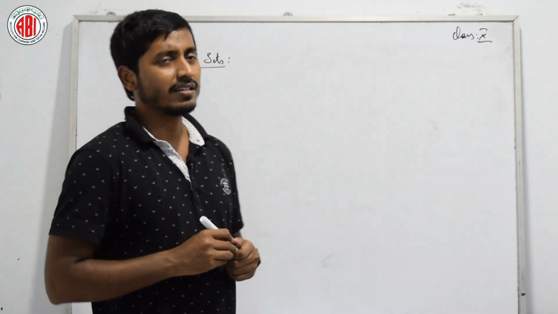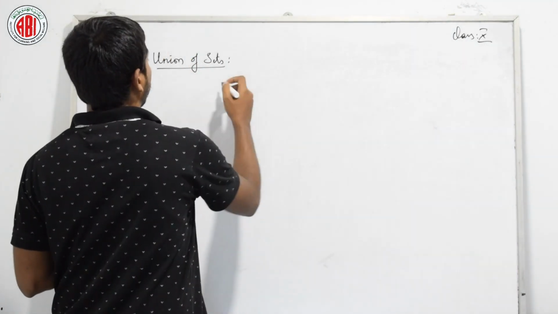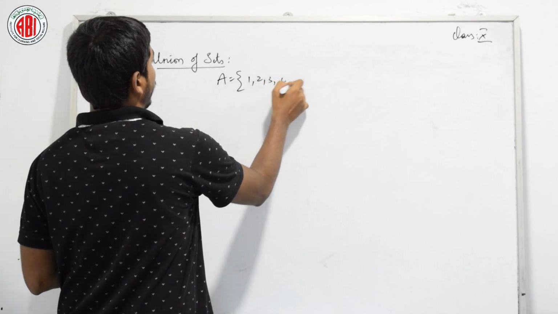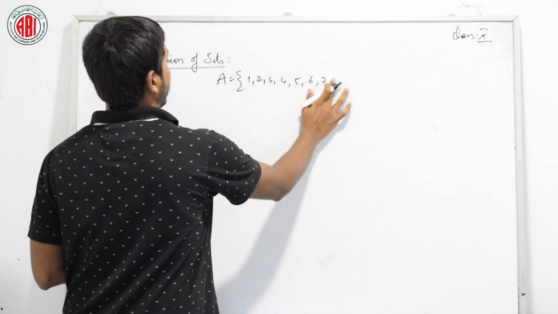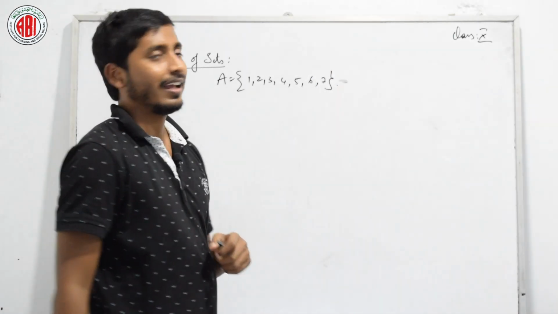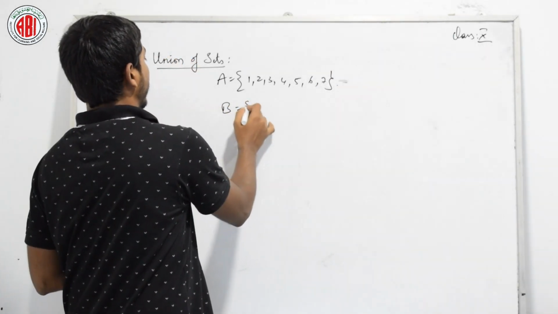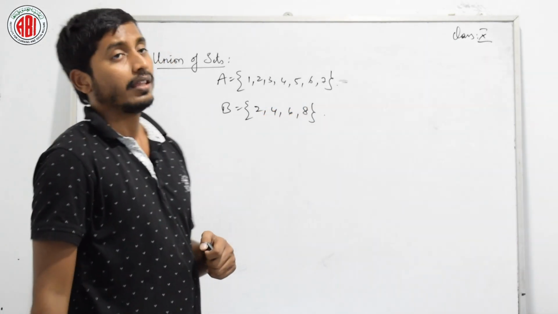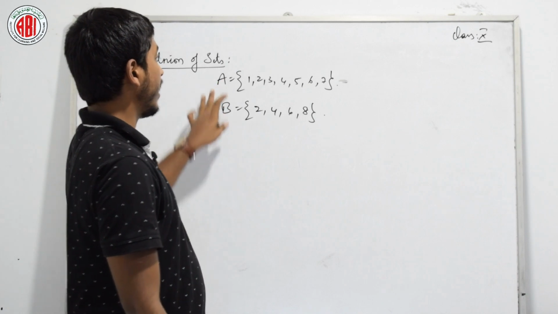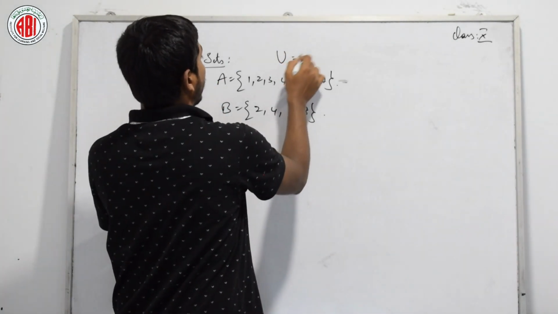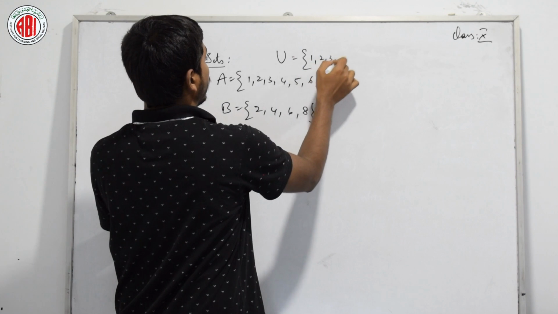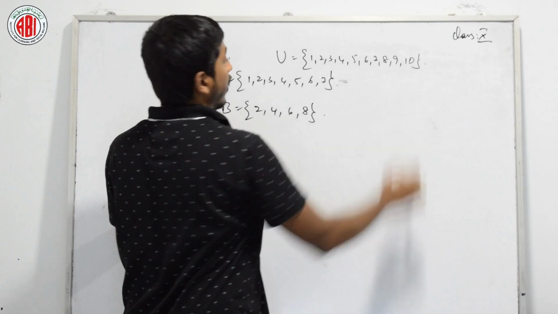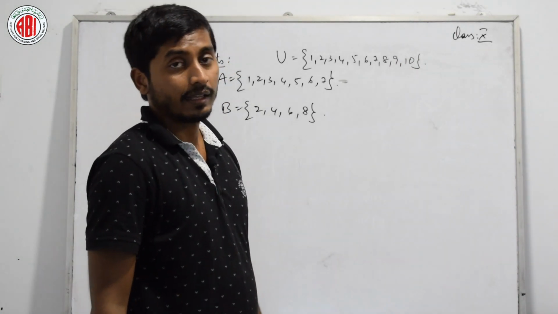Okay, what do you mean by the term union? Let me take two different sets: set A, that is 1, 2, 3, 4, 5, 6, 7, up to 7. Let me take a set B, which is 2, 4, 6, 8. Then let us assume that A and B are subsets of some universal set 1, 2, 3, 4, 5, 6, 7, 8, 9 and 10. Is it clear?